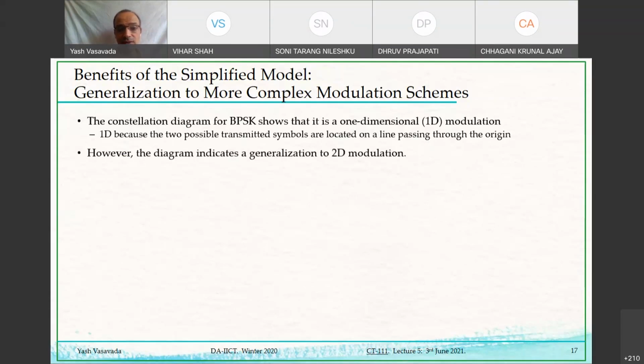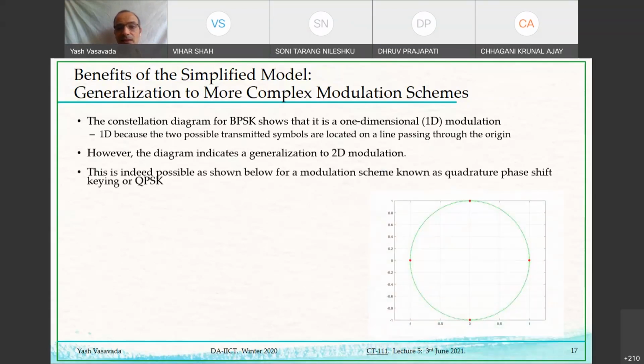But then can we generalize to a 2D modulation? It turns out that we can. And the resulting modulation is called quadrature phase shift keying. You will notice that quadrature phase shift keying has the same two constellation points as BPSK on the real valued line. But then I additionally put in two other constellation points which are perpendicular to the original constellation points.